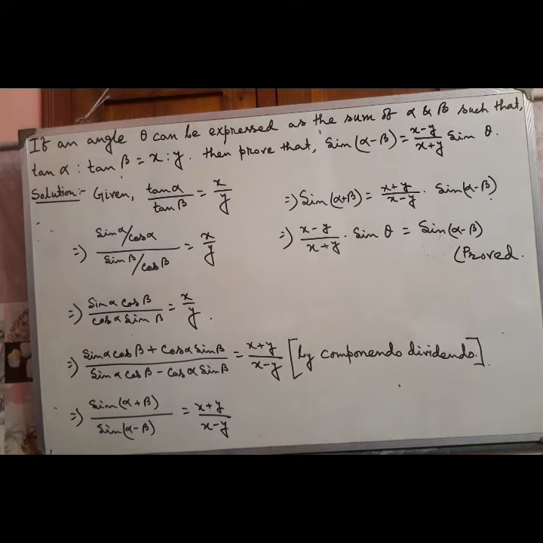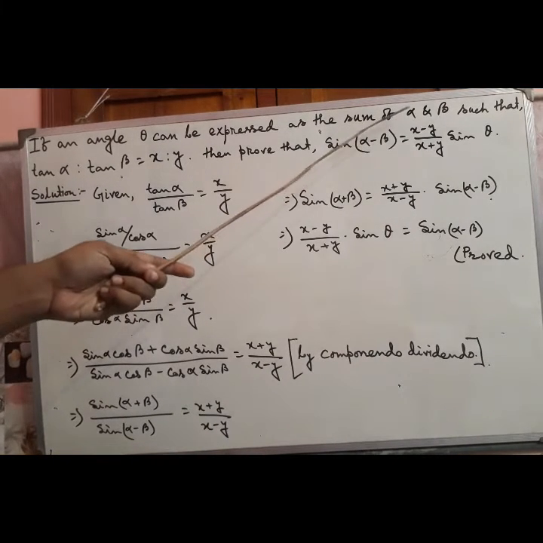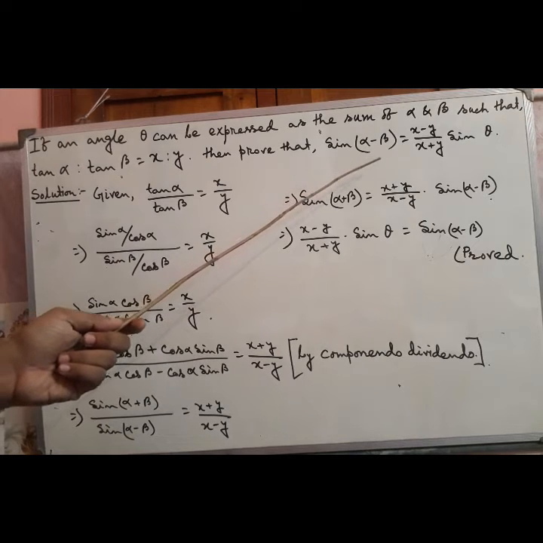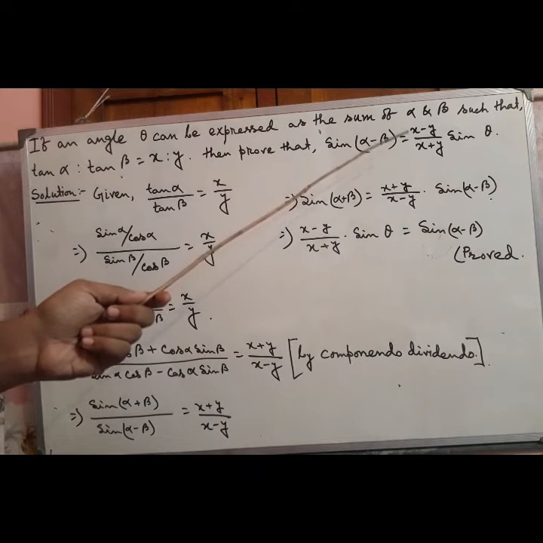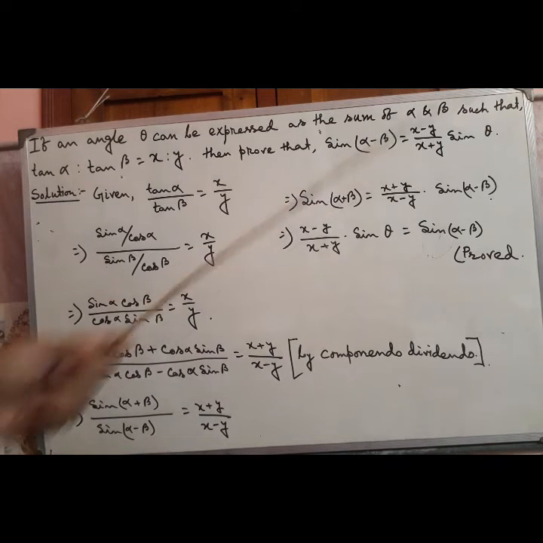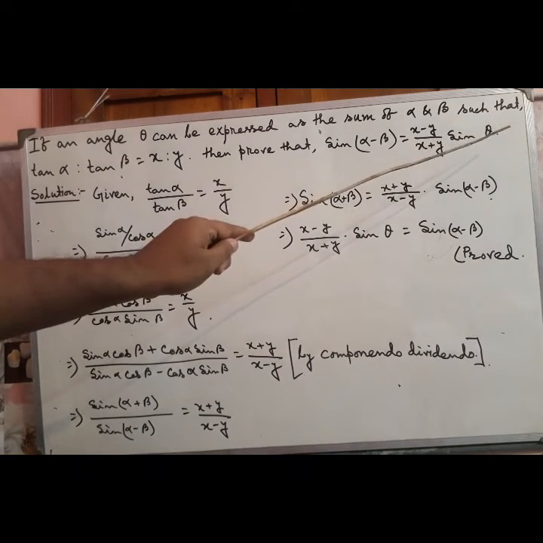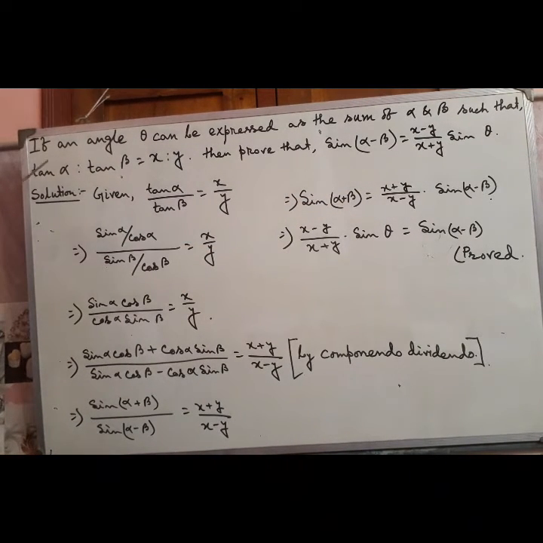A problem is given: if an angle theta can be expressed as the sum of two angles alpha and beta such that tan alpha is to tan beta is equal to x is to y, then we have to prove that sin(alpha minus beta) is equal to (x minus y) by (x plus y) sin theta. That is, theta is alpha plus beta. Okay. So given tan alpha is to tan beta is equal to x is to y, that is tan alpha by tan beta is equal to x by y.